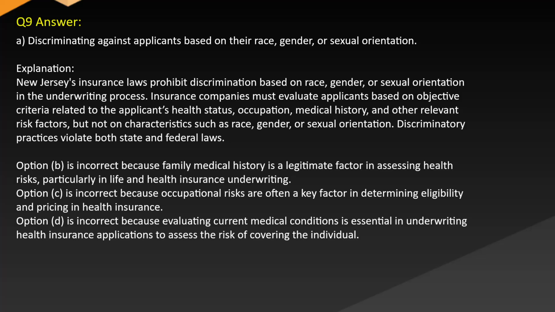Option B is incorrect because family medical history is a legitimate factor in assessing health risks, particularly in life and health insurance underwriting. Option C is incorrect because occupational risks are often a key factor in determining eligibility and pricing in health insurance. Option D is incorrect because evaluating current medical conditions is essential in underwriting health insurance applications to assess the risk of covering the individual.